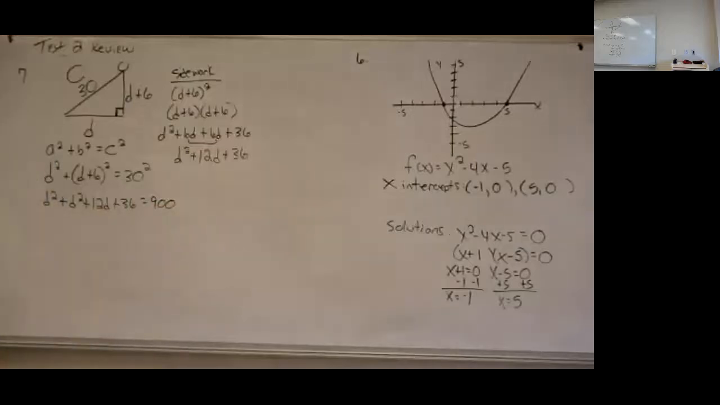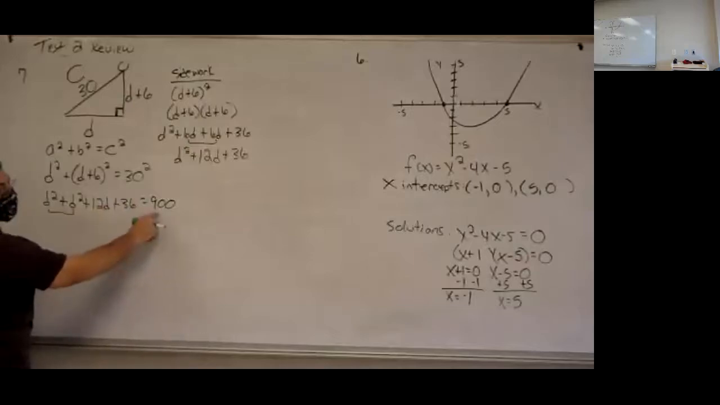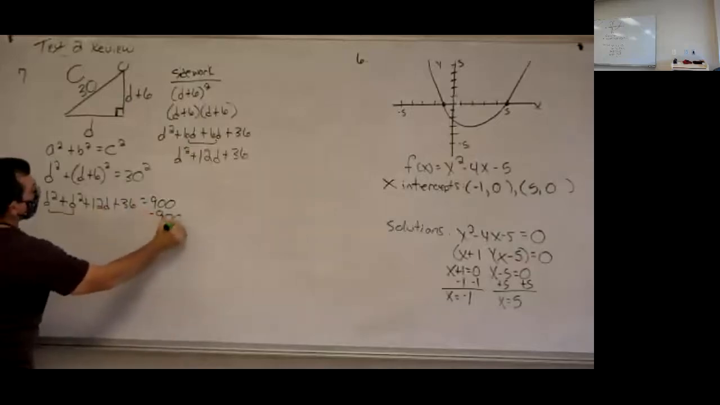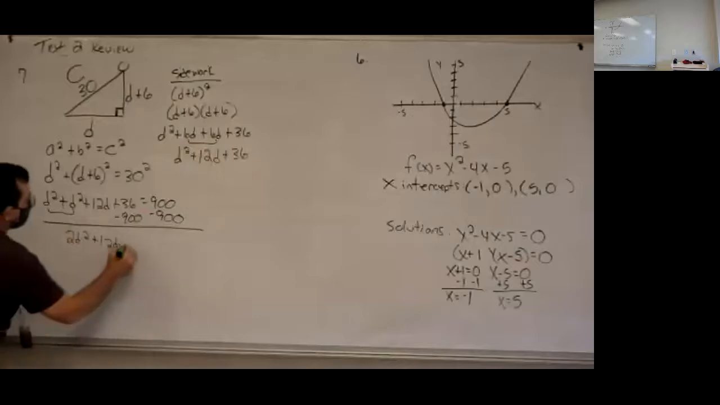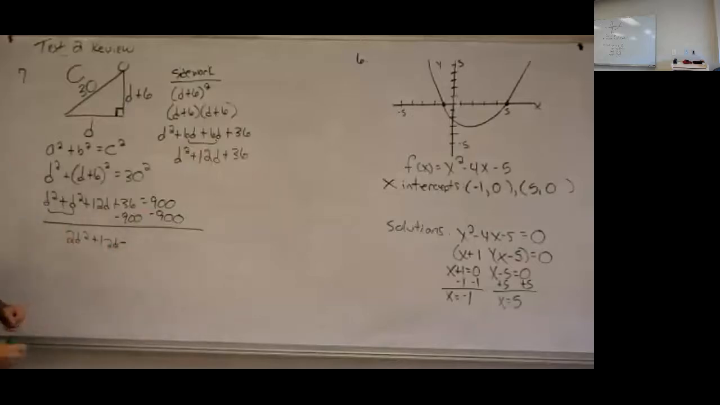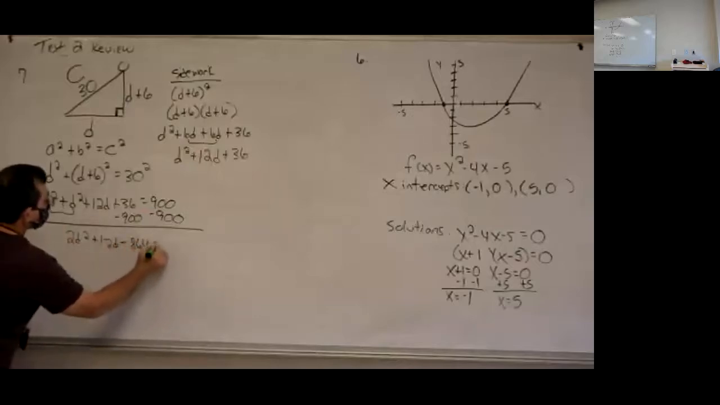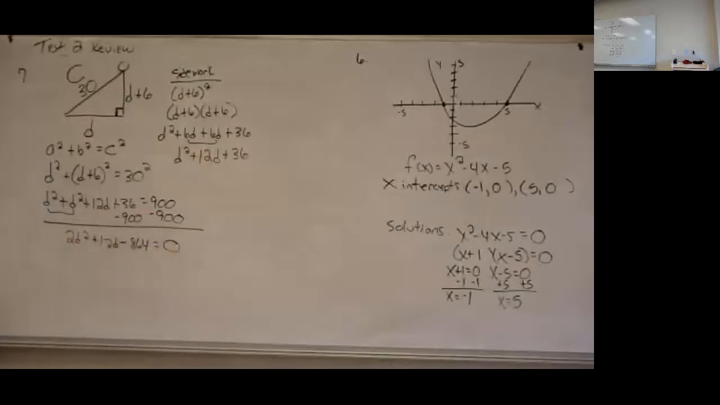All right, so several things I'm going to do to this at this moment. I'm going to add those like terms, and then I'm also going to subtract this 900, because remember, I got to have a 0 on that side when I start hitting it with the quad. So D squared plus D squared is 2D squared, plus my 12D, minus, what's that, 864? Yes. All that is now equal to 0.